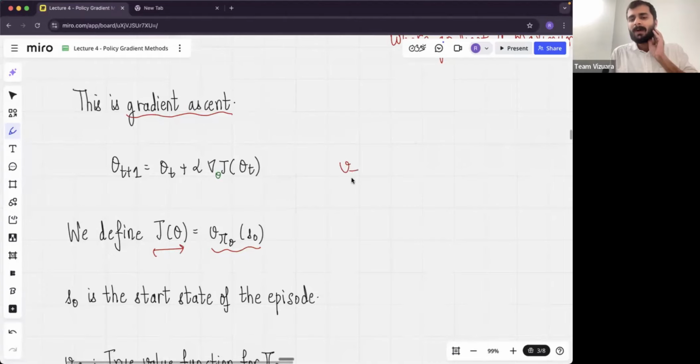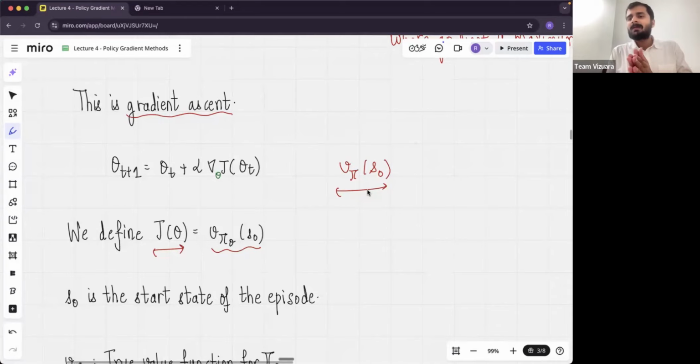So it's defined as V pi of S0. Why is this the performance measure? Remember when we started discussing the reinforcement learning agent-environment interface, we discussed that the sole aim of the reinforcement learning agent is to maximize the cumulative rewards which the agent receives in the long run, from the start to the end of the episode.